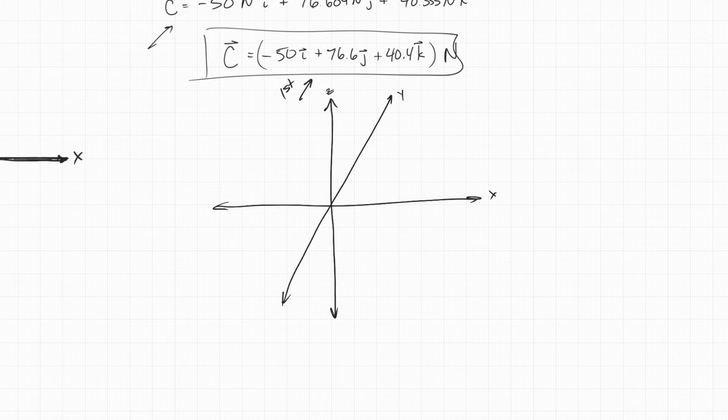Okay, and so what I would do is say, well, I'm going negative 50 in the x, so let's go out to maybe there. Positive 76.6 in the y, so maybe we're going to go out to, I don't know, it looks like maybe about here. And then 40.4 in the k, so maybe that's right in here, right? So again, I'm doing this kind of quick. And then I hate when they end up near the axis. Anyway, so then up to, I don't know, here.